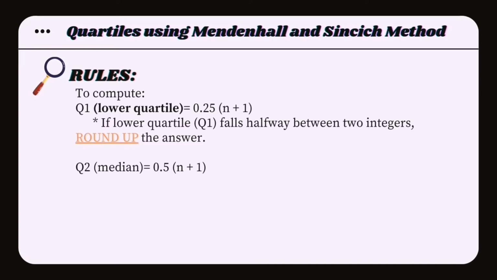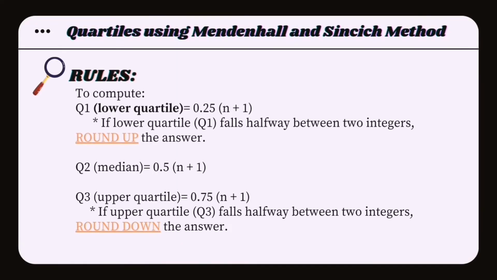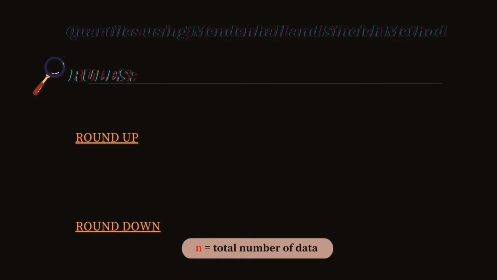The formula for quartile 2 or the median is 0.5 times (n plus 1). And for the upper quartile, we use the formula of 0.75 times (n plus 1). In here, if the upper quartile falls halfway between two integers, you have to round down the answer. For example, you got an answer of 2.3. So you have to round down 2.3 so that your final answer would be 2. Always remember that n is equal to the total number of data.